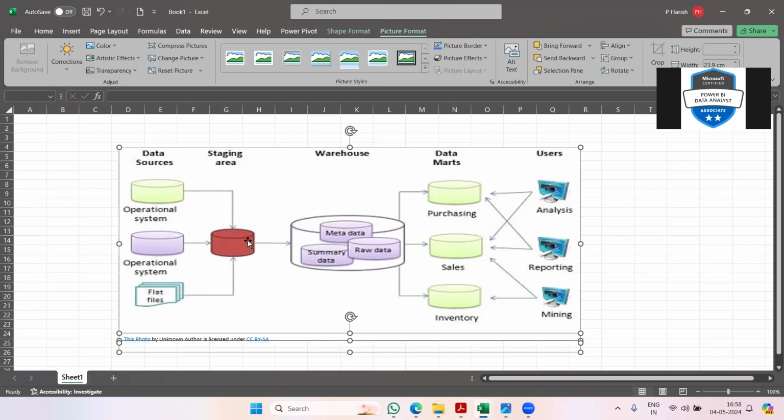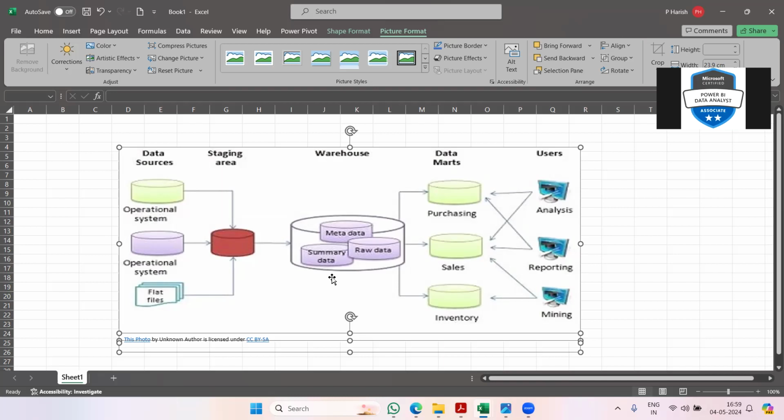Once I have extracted this data, it is in a form that helps the operational systems. Now, I'm going to transform the data into a way that I can use to analyze my purchases, my sales, and my inventory, right? And whatever copy I have taken, I'm going to load into my warehouse, right?